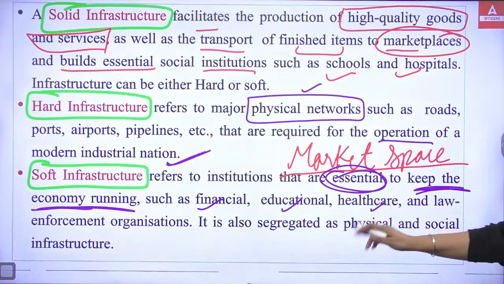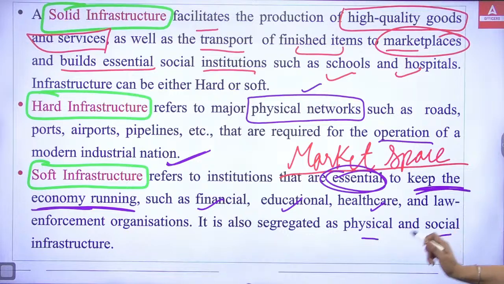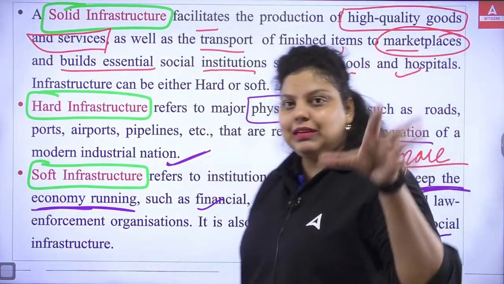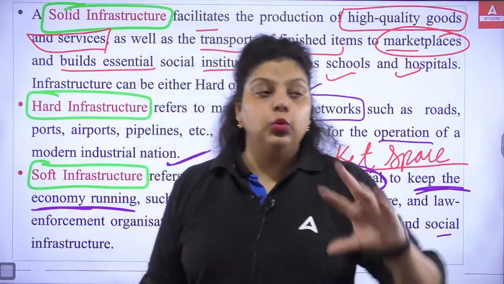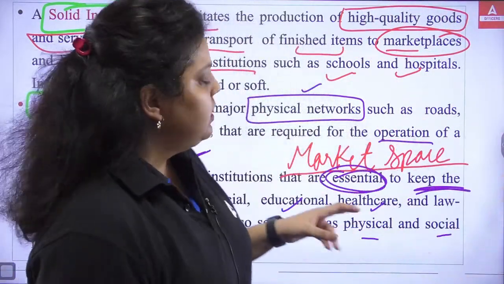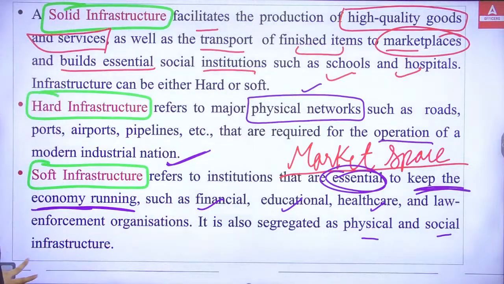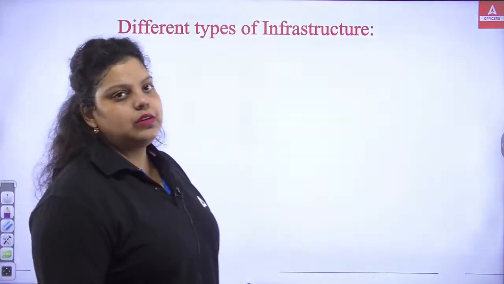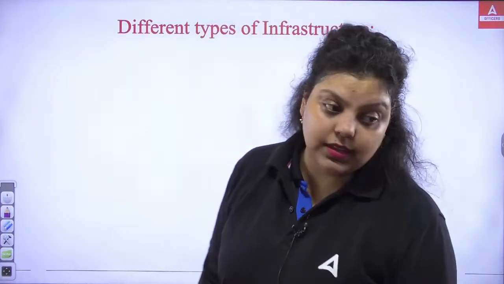Okay. So it is also segregated as physical and social infrastructure. They are also providing you the physical network now. Hospitals are actually physically available. Schools are actually physically available. So they are providing you physical as well as social infrastructure. Social because it's helping the people by providing them health services, educational services, etc.